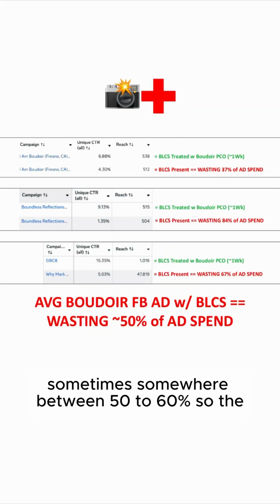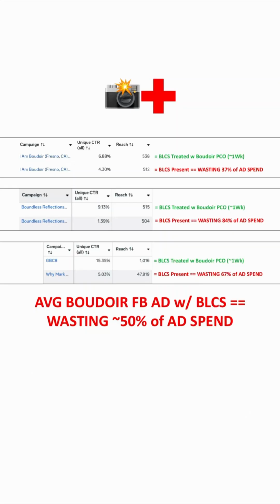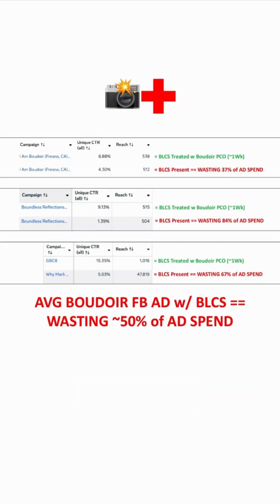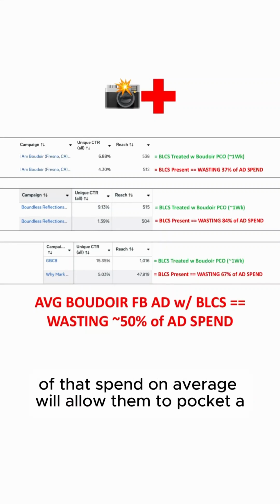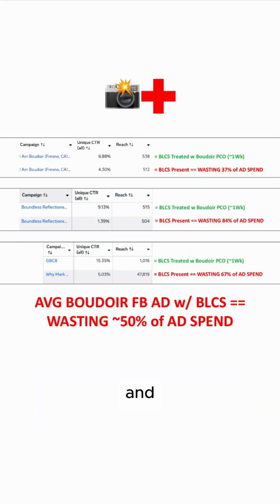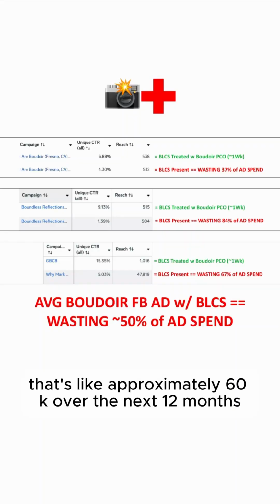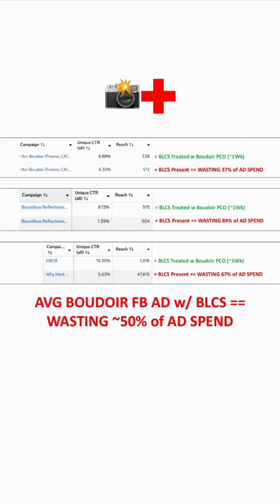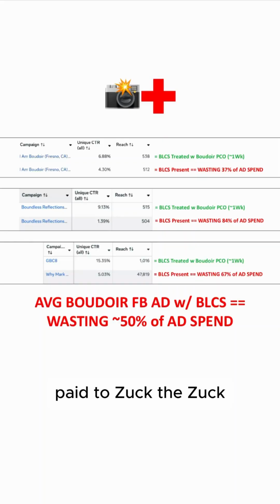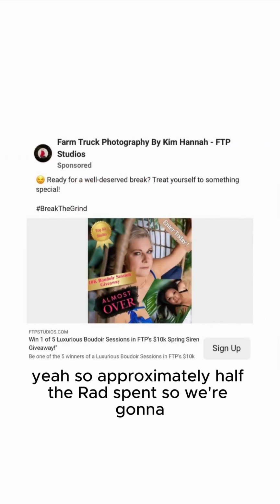So if they're spending 10 grand a month on boudoir Facebook ads, and we can eliminate that wasted ad spend, on average, we'll allow them to pocket 5K a month in eliminated wasted spend, and that's approximately 60K over the next 12 months. Literally back in their pocket, simply not being wasted, paid to Zuck. The Zuck.